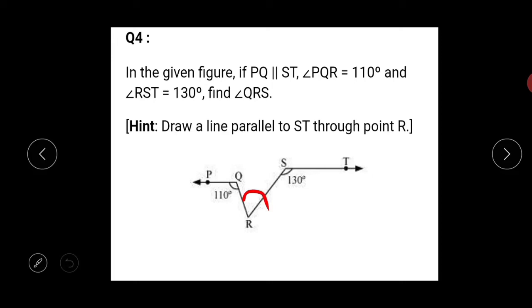So student, how we are going to find that, we are going to do some construction over here. What we are going to do is draw a line parallel to ST like that, and then I'm going to give the name of this point as U. So this is our construction, and now we are going to find our answer.